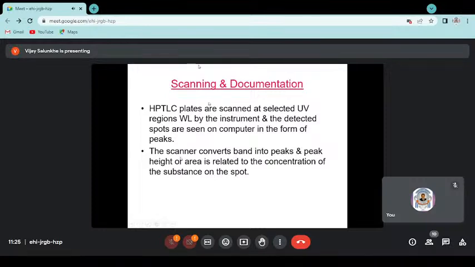What happens here? After the densitometric scanning of the spot, the TLC Scanner 3 or 4 version converts the bands observed on the plate into peaks, and the peak height or area is related to the concentration of the substance on the spot. See here, that is the mechanism.